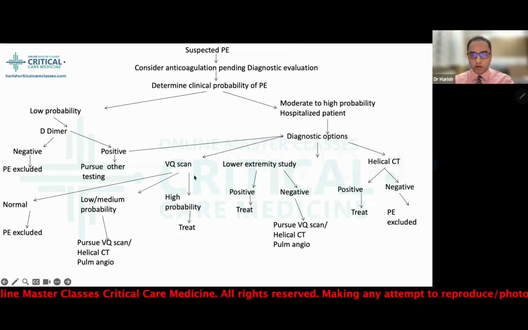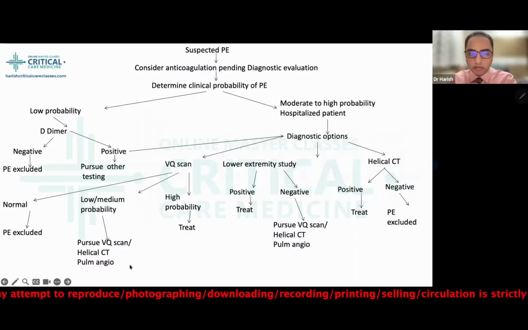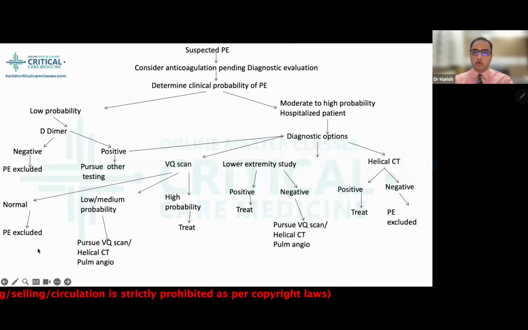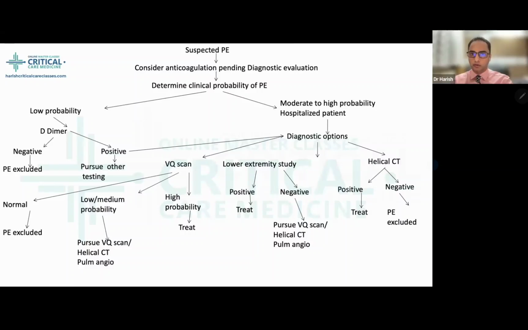Okay. VQ scan is one option. Again, if it tells high probability, then treat it as a PE. Low to medium probability, pursue VQ scan, so a helical CT pulmonary angio should be the option. Okay. If VQ scan is normal, pulmonary embolism is excluded. With this, you should do the lower extremity Doppler study also. If it is positive, the origin of PE is from the DVT. If it is negative, pursue VQ scan and CT angio if there is a high clinical probability of pulmonary embolism. So this is a simple understanding of a workflow for a suspected pulmonary embolism.